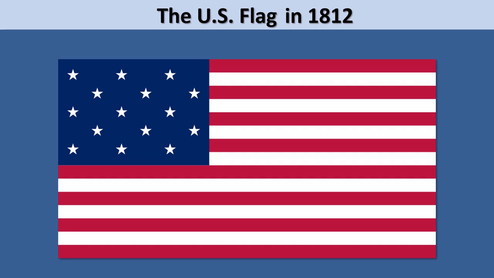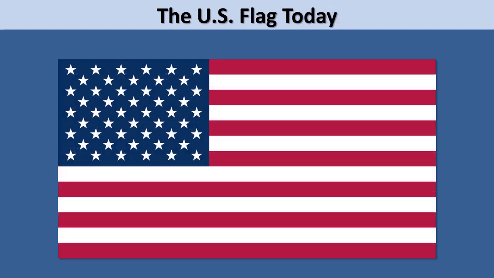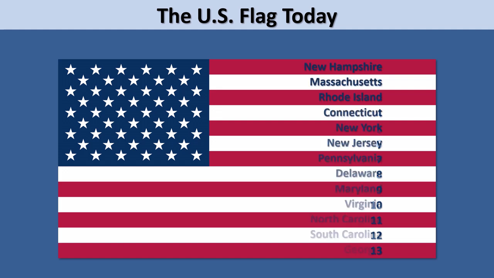As time went on, the U.S. expanded to include 50 states. The flag today has 50 stars to represent the 50 states. The flag doesn't have 50 stripes, however. It has 13. The modern U.S. flag has 13 stripes to remind us that there were 13 original colonies: New Hampshire, Massachusetts, Rhode Island, Connecticut, New York, New Jersey, Pennsylvania, Delaware, Maryland, Virginia, North Carolina, South Carolina, and Georgia.